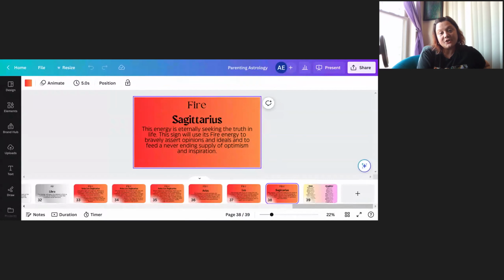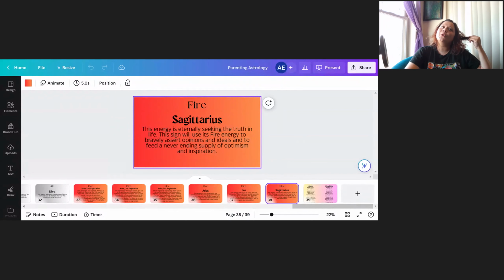Now, Sagittarius, this energy is eternally seeking the truth in life. This sign will use its fire energy to bravely assert opinions and ideals and feed a never-ending supply of optimism and inspiration. And so Sagittarius, that energy is really connected to that which can't be seen. I would like to note, though, the bravely asserting your opinion. So let's say you have a child who has strong Sagittarius energy, but also strong air energy, they might not know to think before they speak necessarily.